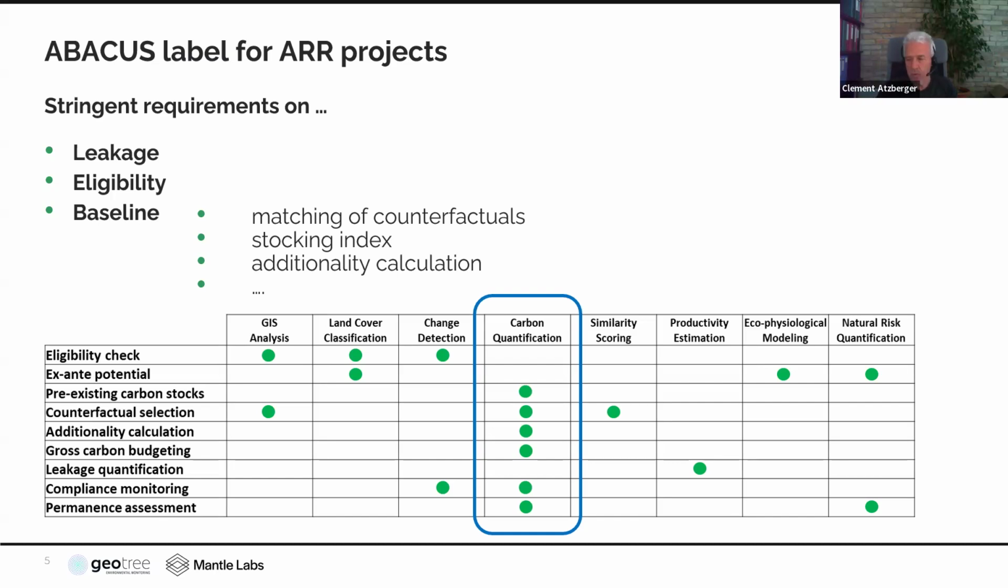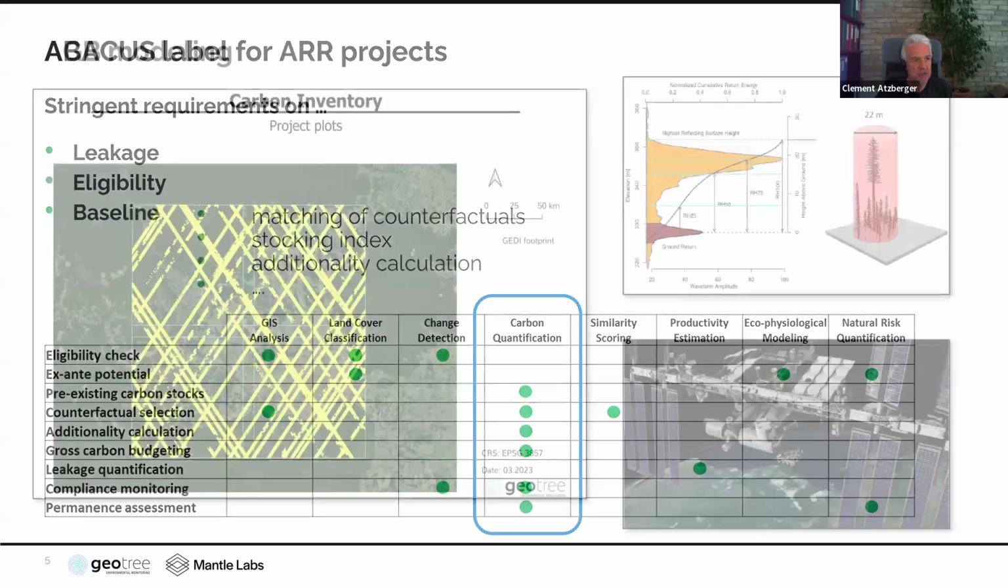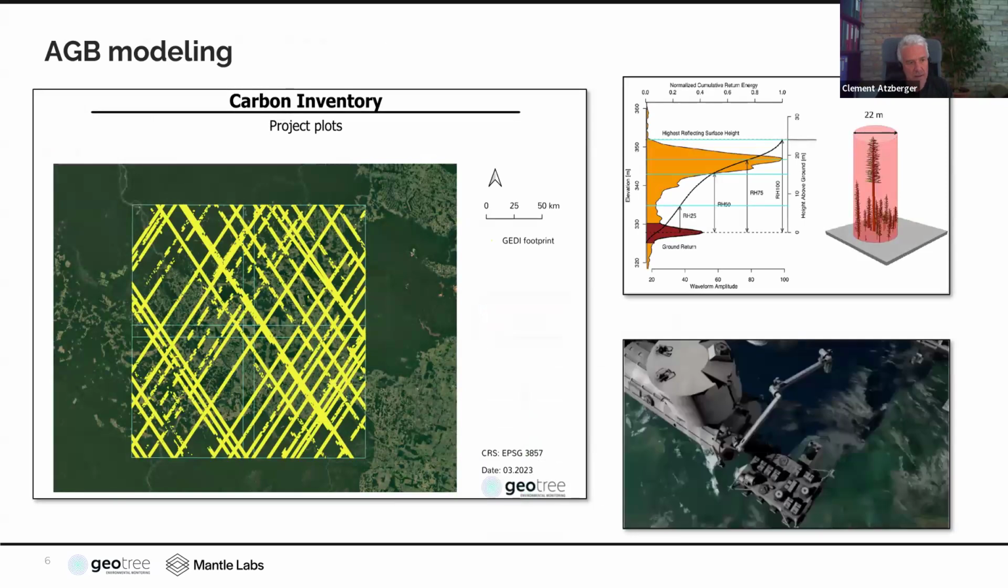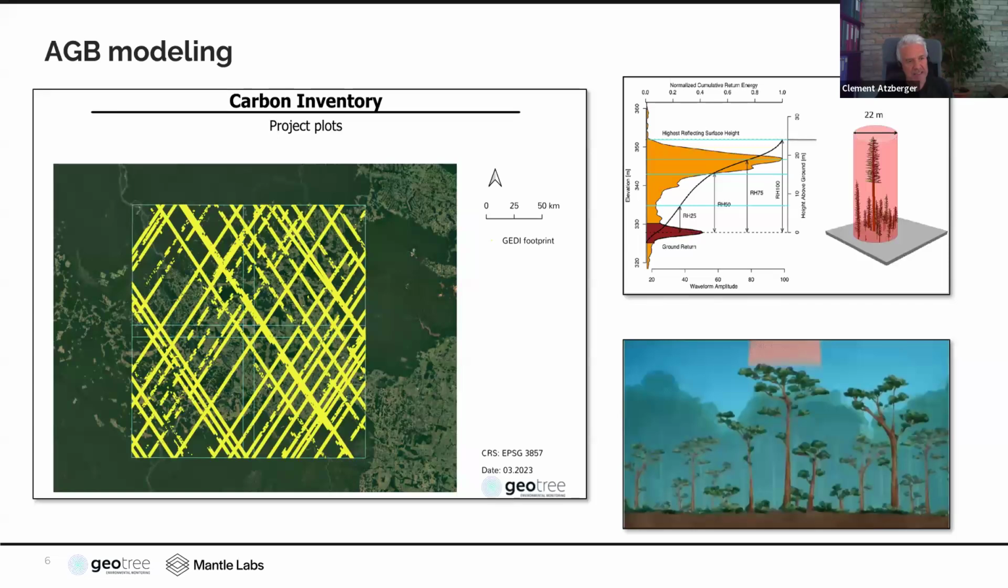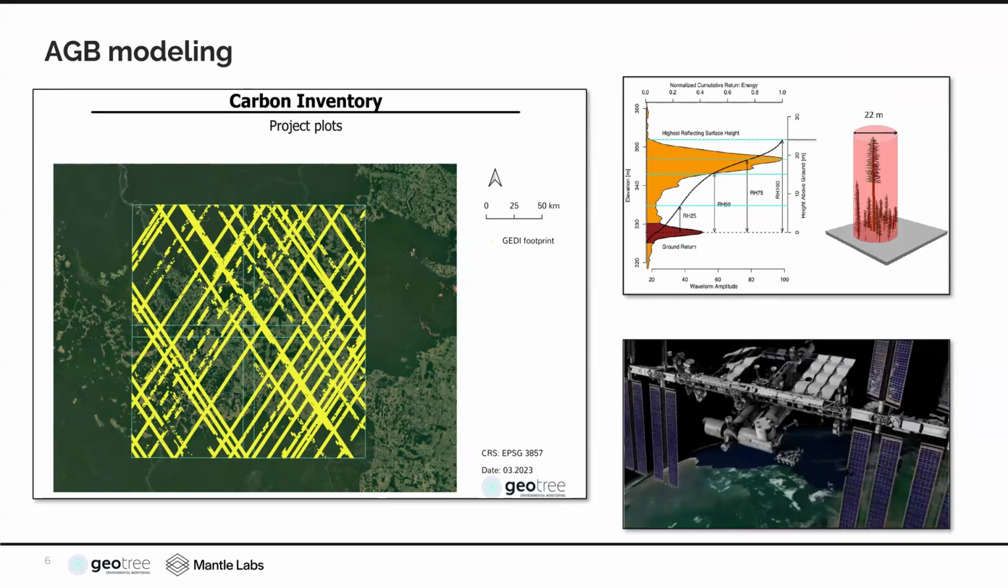Obviously, we can't only do AGB. I mean, we have in our portfolio many other offerings that are listed here to be really able to process projects under this new Abacus label. So if you are a bit in the field of above ground biomass, you think directly about GEDI, and we also use GEDI, which measures the full waveform in a sparse spatial sampling. It measures something like relative heights.